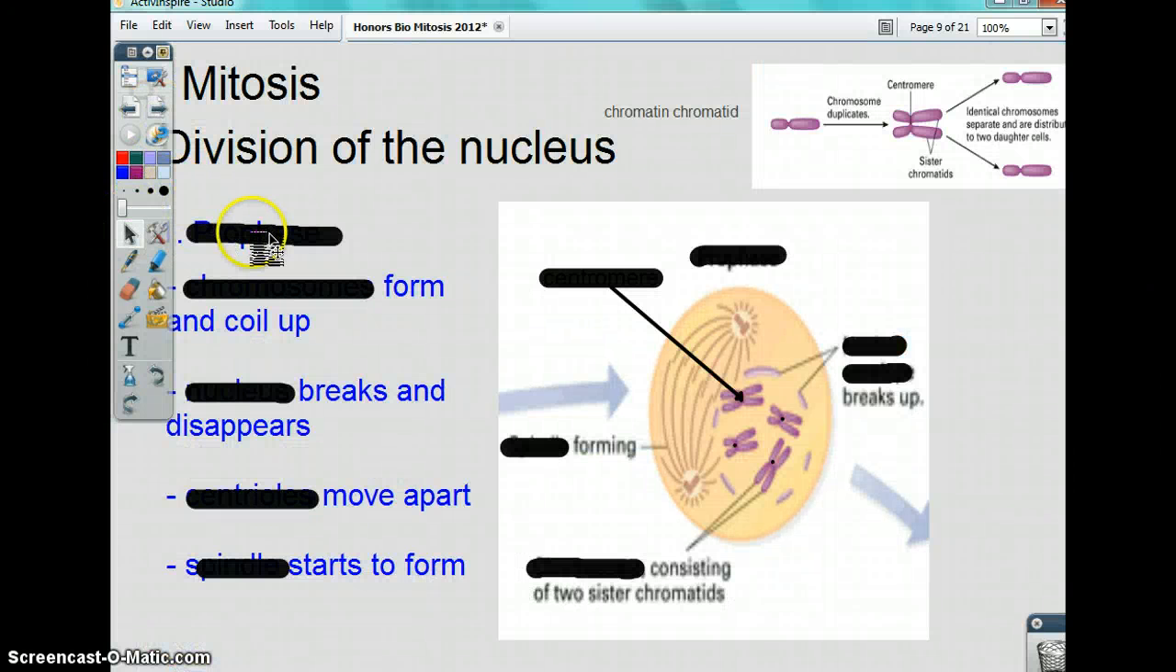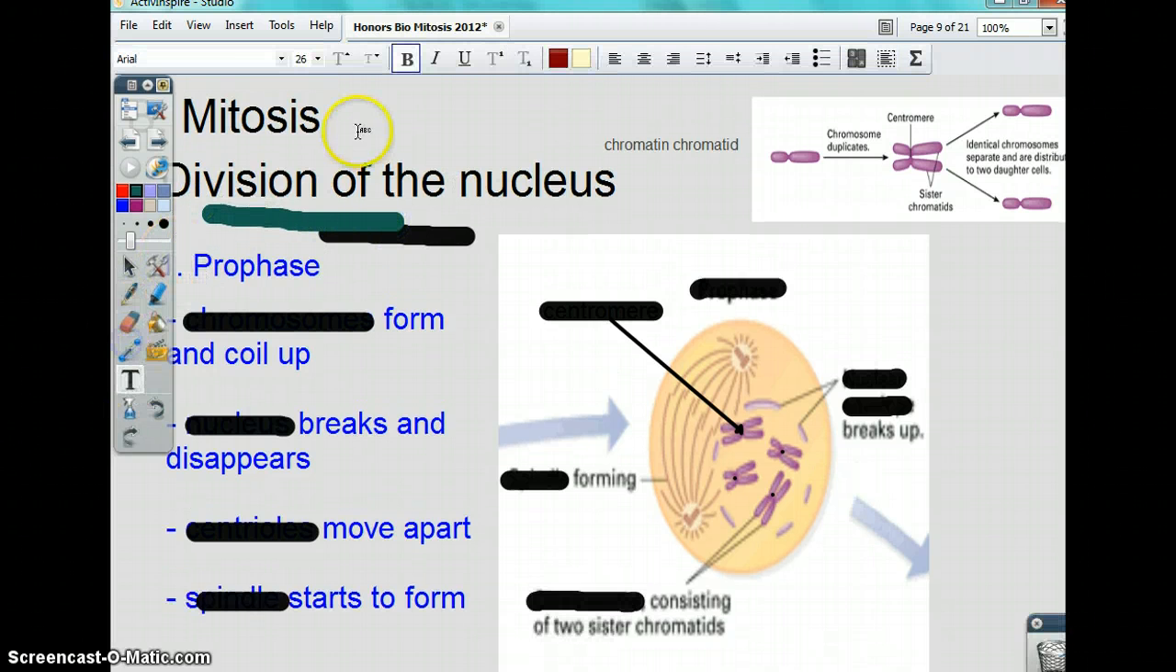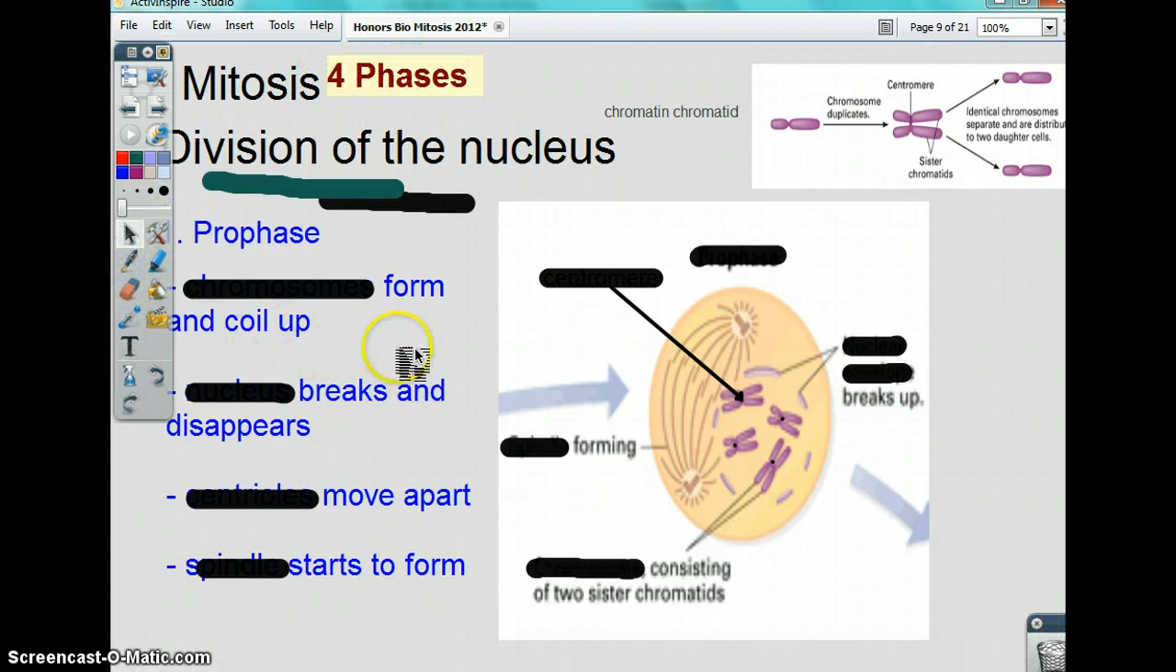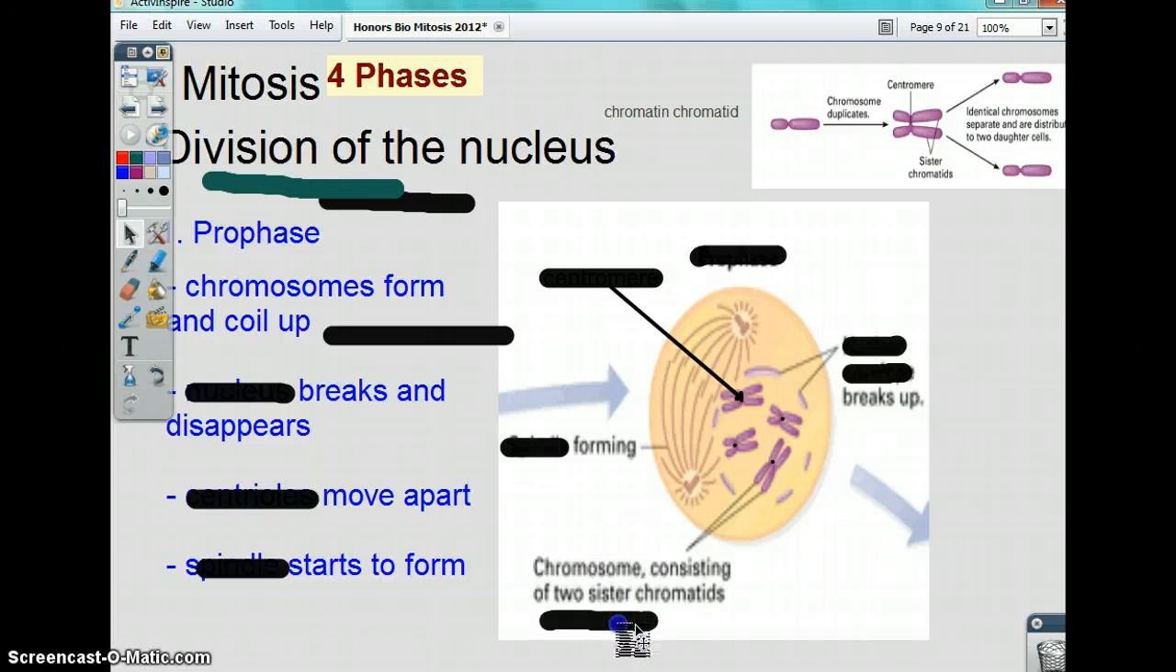So the first part of mitosis is prophase. And basically what's happening here through the whole process, the four phases of mitosis, is the division of the nucleus. During prophase, several things take place. First of all, chromosomes coil up. You see here, they basically consist of two sister chromatids.